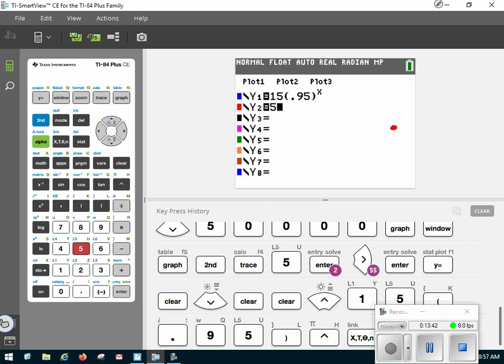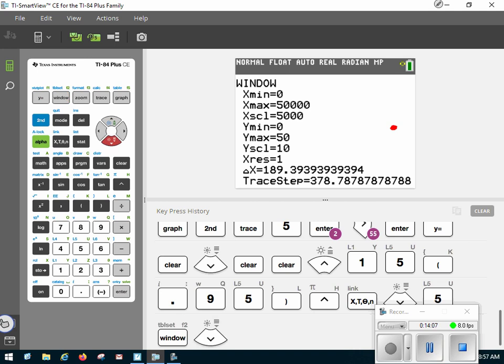Folks, the hardest thing is the window. What does X stand for? Time. Can time be negative? No. X is measured in, what did it say? No, the time. Time is measured in what? Minutes. So I want to know how many minutes. Well, I don't know how many minutes. But I bet it's not 50,000 minutes.